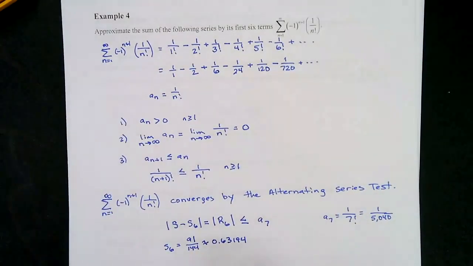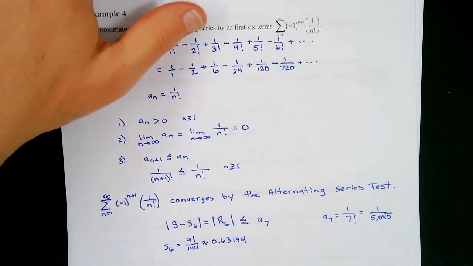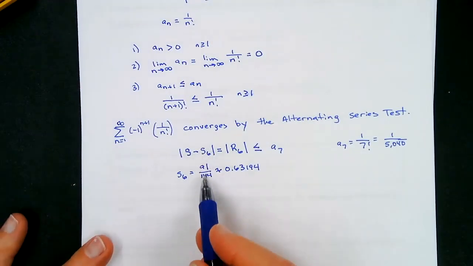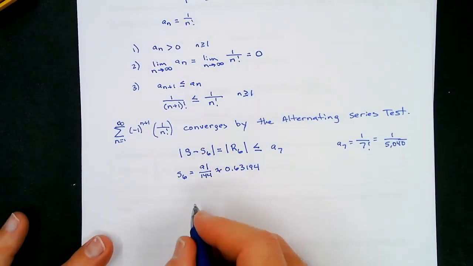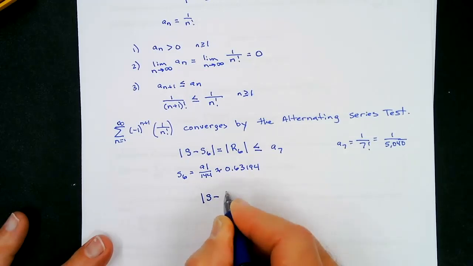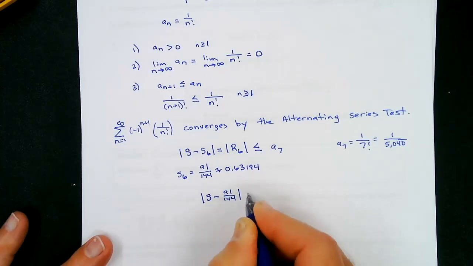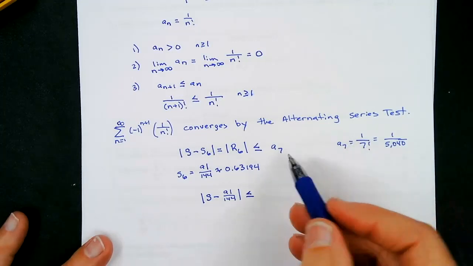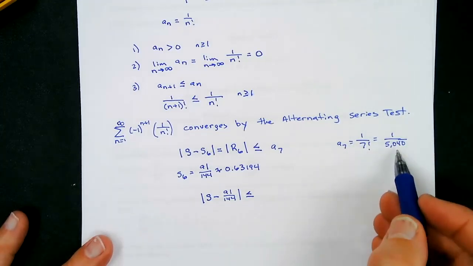Okay, so this is the sum of the first 6 terms, right? All right, so here we go. This S of 6 is really 91 over 144. So I know the absolute value of S minus 91 over 144 is less than or equal to my 7th term, which would be 1 over 5,040.